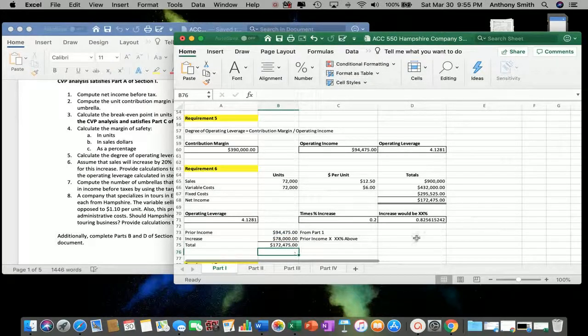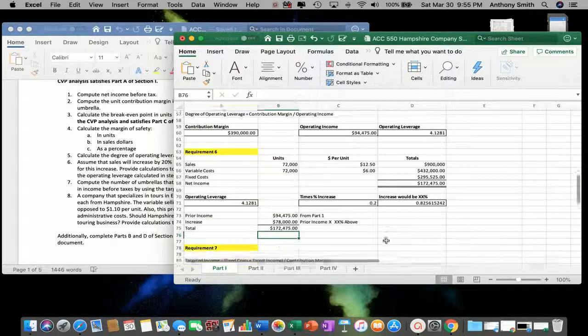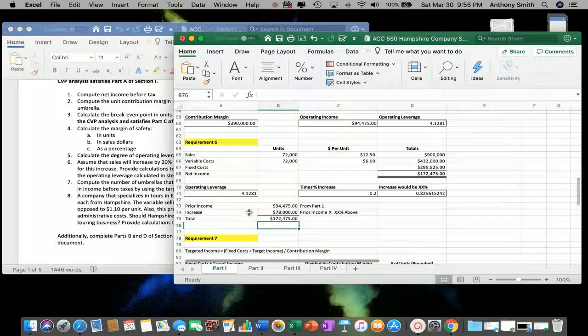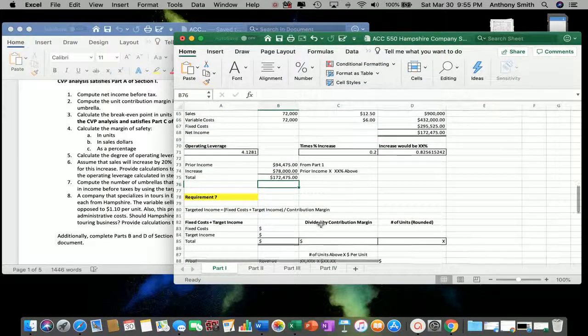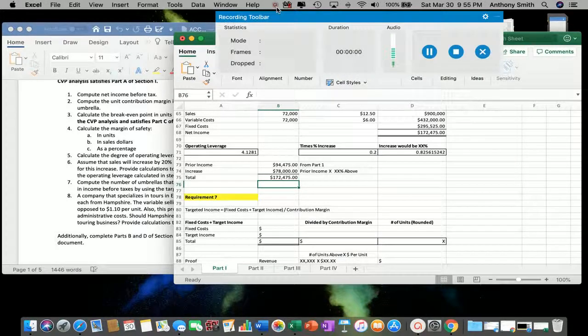So all we did there is we calculated it same as we did in requirement 1, but we also calculated it a different way by taking our operating leverage times our 20% increase, which gives us our multiplier. So our prior income is the base, and then the multiplier gives us another 78,000. So that should complete us for requirement number 6.